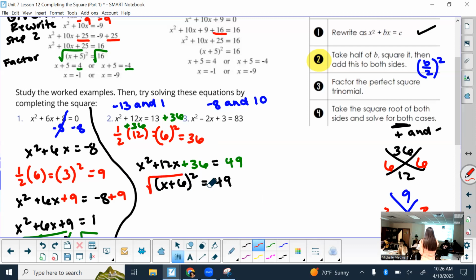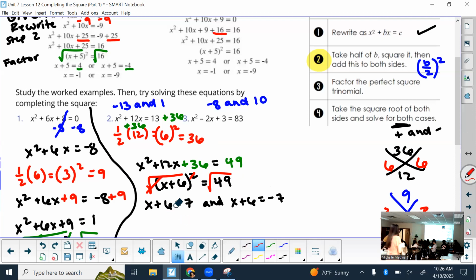Whatever you do on one side. So now the x plus 6 is alone. And it's equal to what? What's the square root of 49? 7 and -7. Good, you have to solve for both situations.